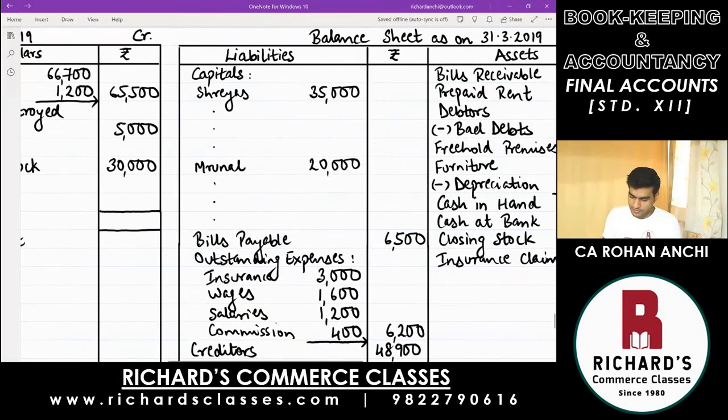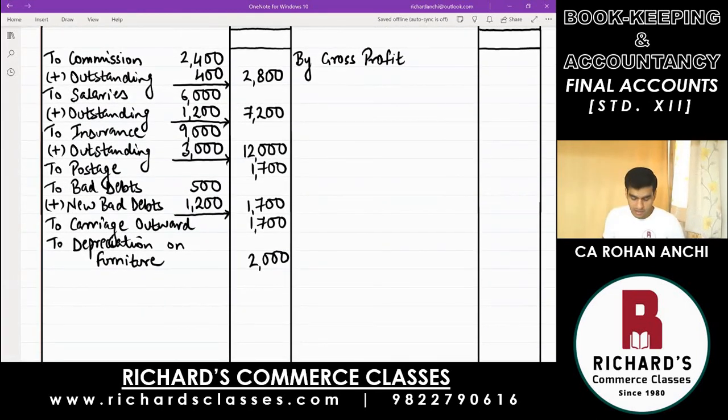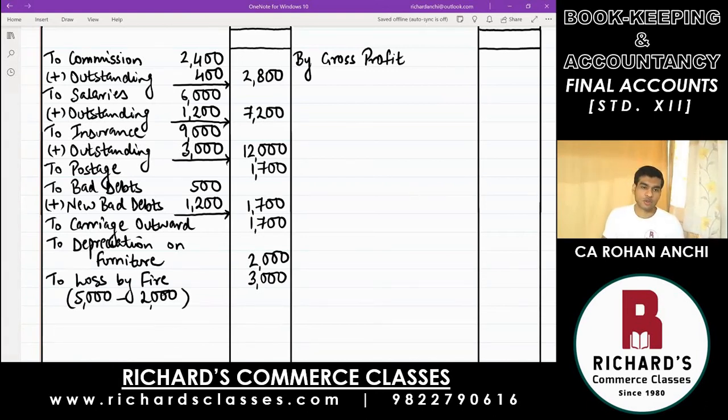So that third item, that 3,000 loss which we had discussed, is an item that will go to profit and loss account debit side, and the name will be written as "To loss by fire." Right now, to loss by fire. That amount is 3,000 rupees. For understanding, if you want, write in the bracket: total goods lost was 5,000, but the insurance company has returned us or going to return us in the future 2,000. So our actual loss is only 3,000 rupees, which is called loss by fire.